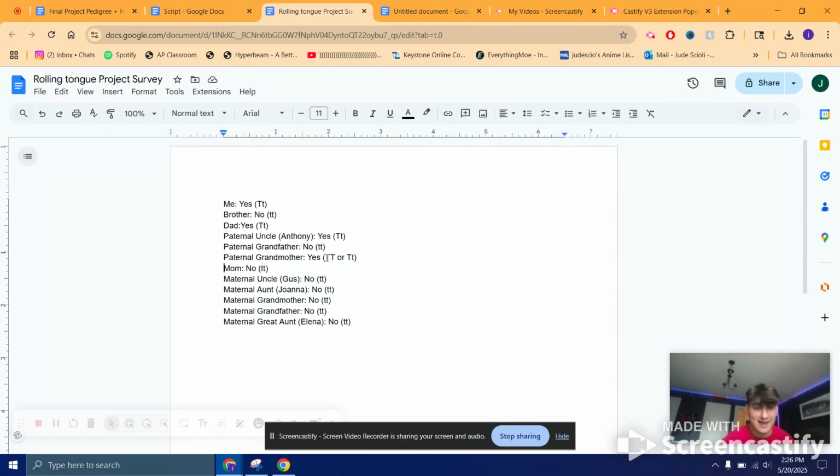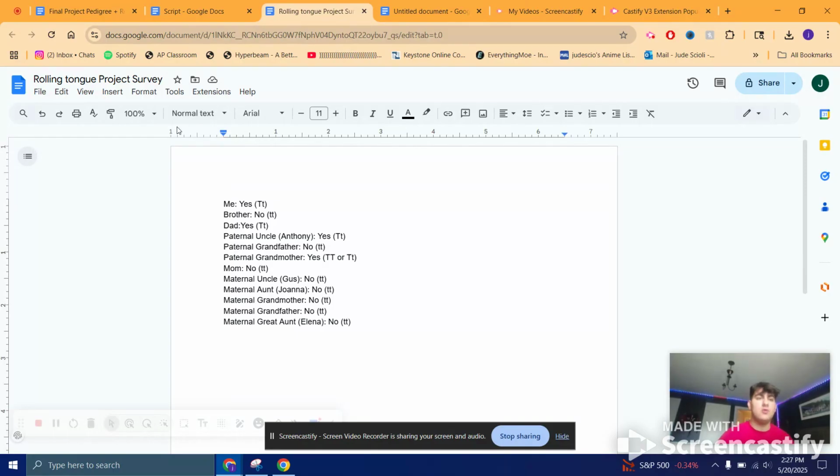So from that, I'm able to infer that my father must have 1 uppercase T and 1 lowercase t, since his father could not roll his tongue. And my mother's family was really easy because nobody in their family can roll their tongue. So I know that they all have lowercase t's.